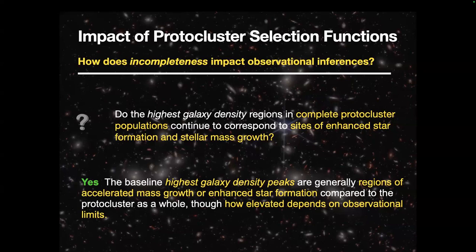The take-home there is that if you're not that complete in stellar mass, you're going to find that the ratio is closer to 1. As you get more complete in stellar mass, that ratio is greater than 1. So you'll see more enhancement in galaxy evolution for a more complete sample.